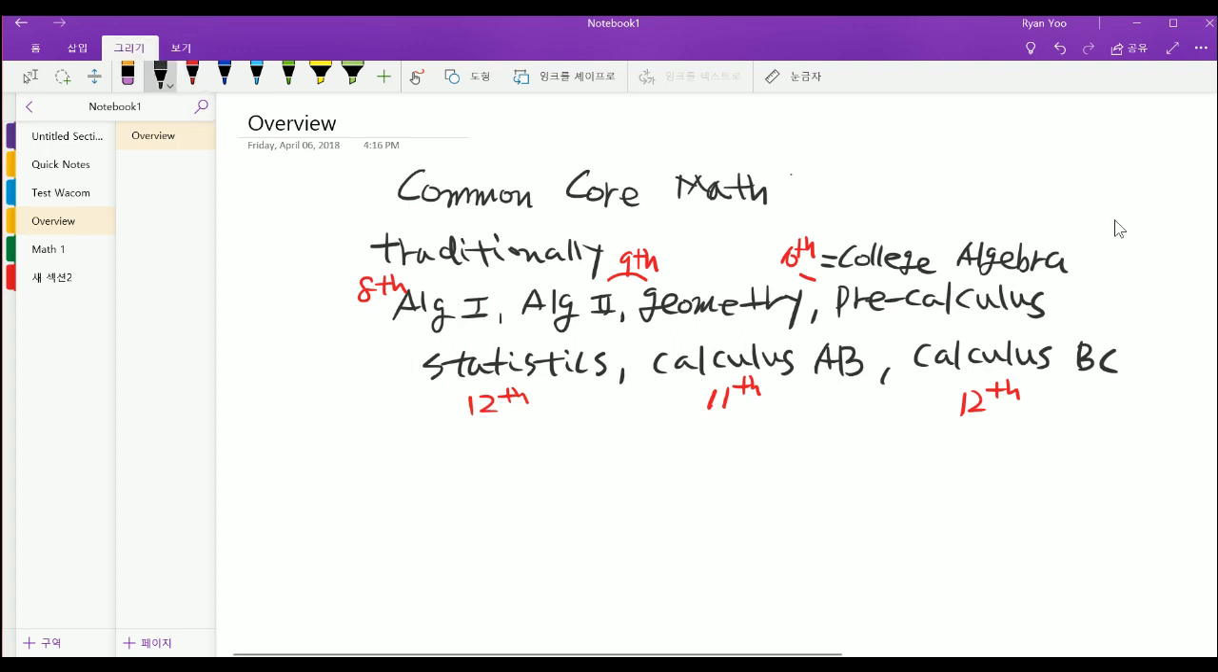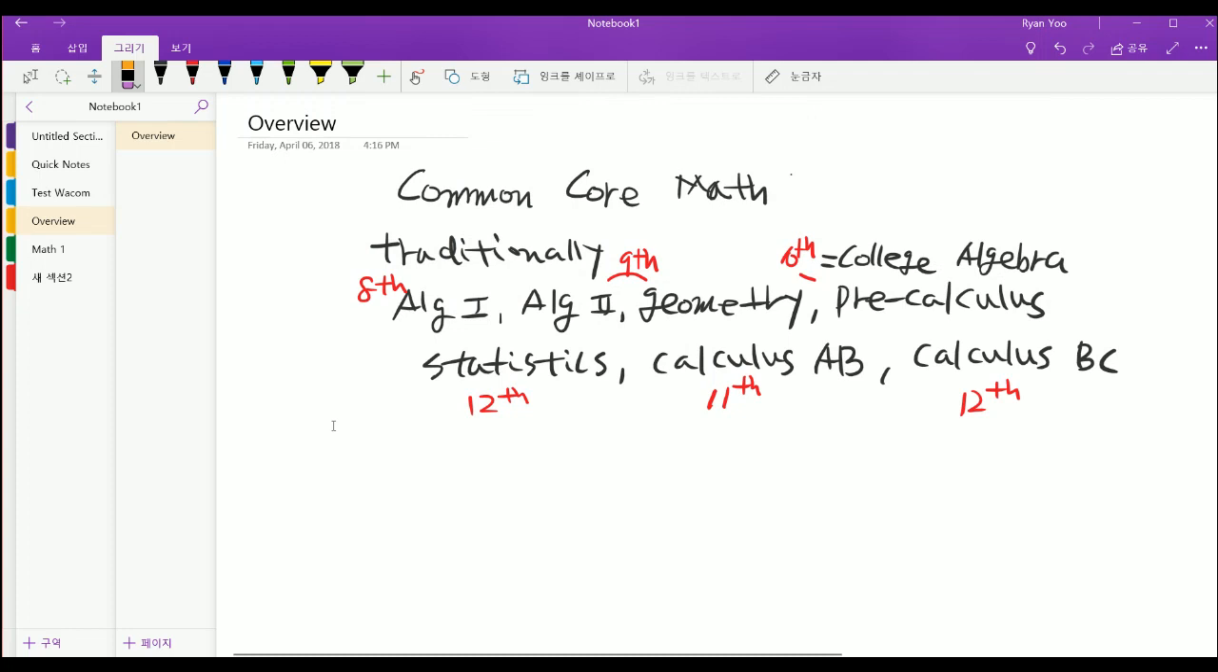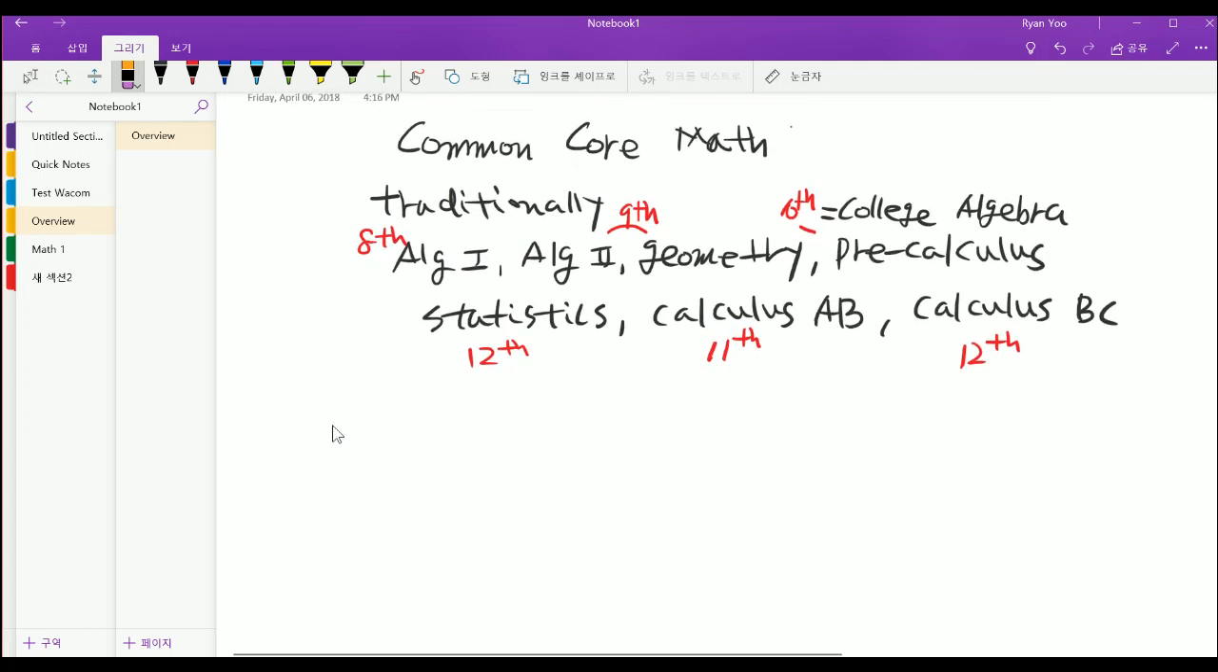Well, now things have changed. Let me erase that one. Now, let me write the grades in a different color. We have 9th grade, 10th grade, 11th grade, and 12th grade.